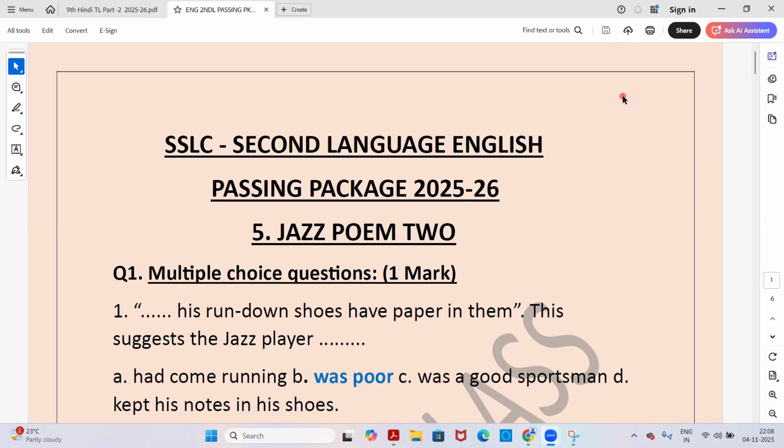Are you a class 10 student? And are you worried about your exam preparation? Then do not worry, as you are in the right platform.